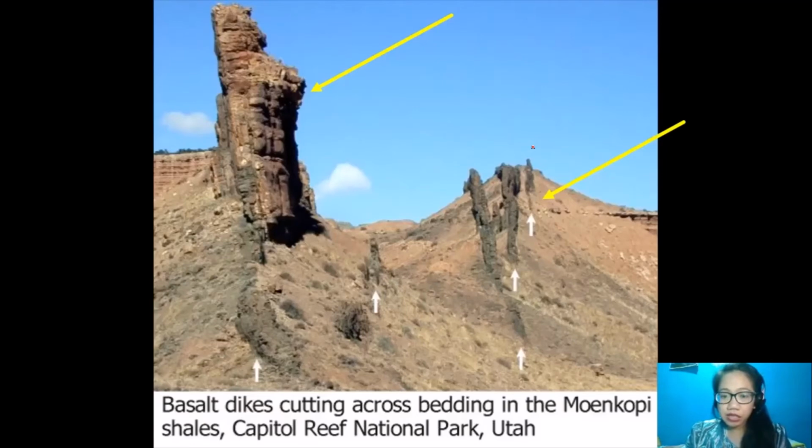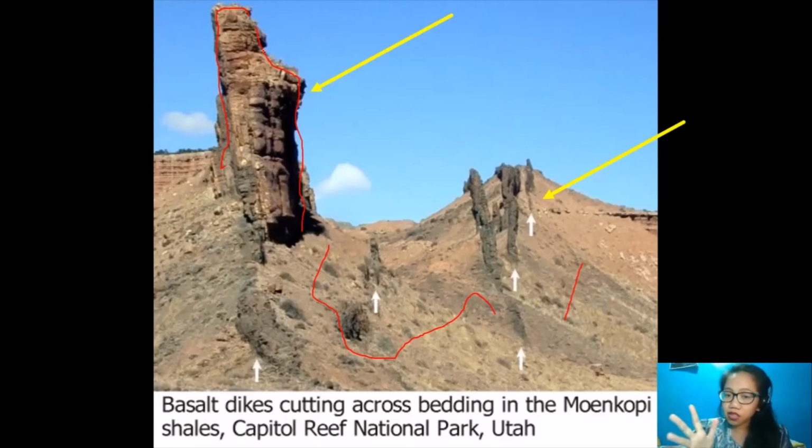Okay, so this is also another example. In this formation here, the dikes are igneous. Then the surroundings here are all sedimentary. That's why the magma could cut through the layers.